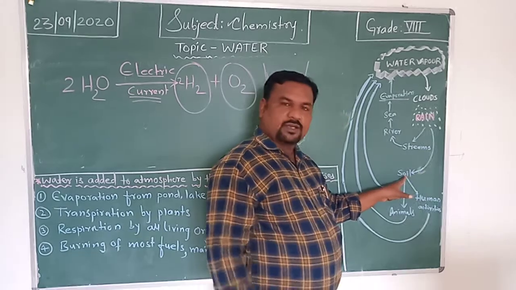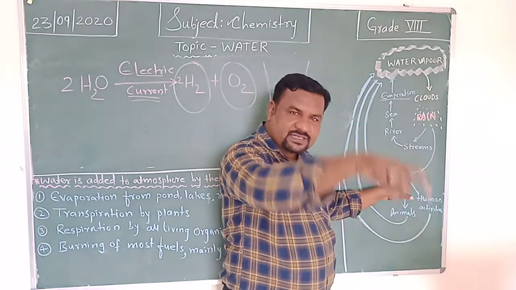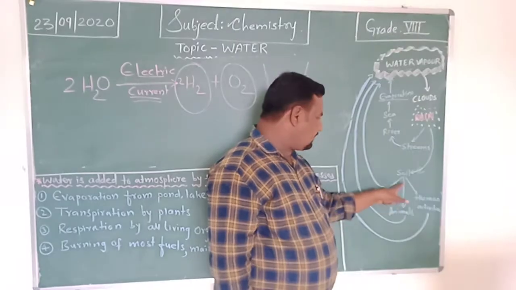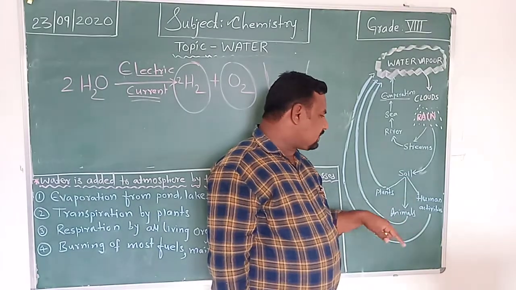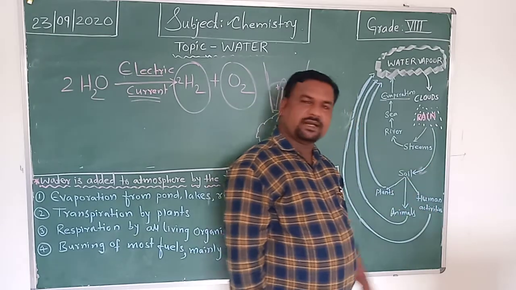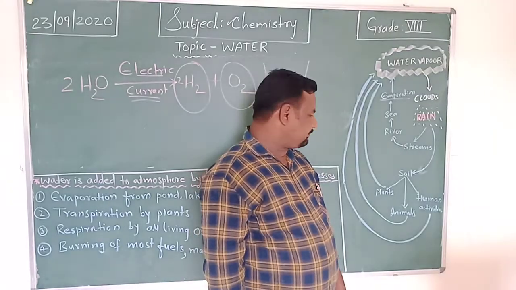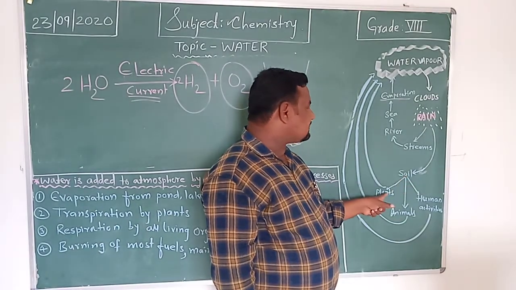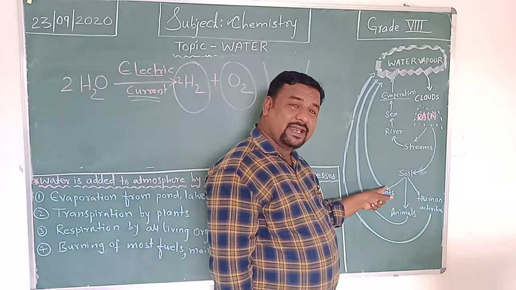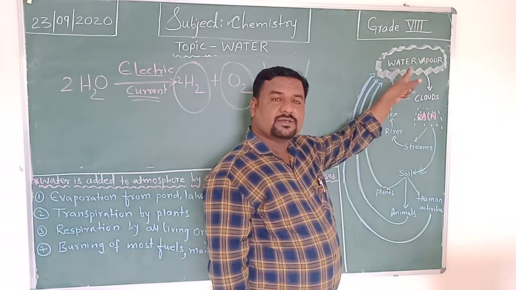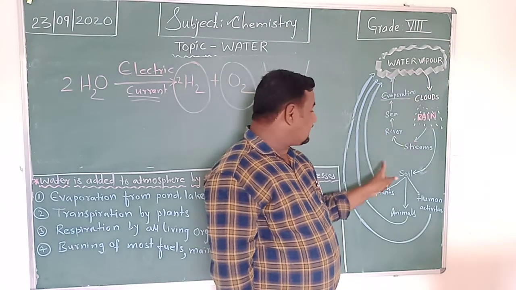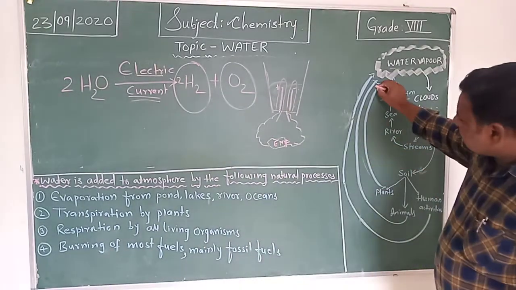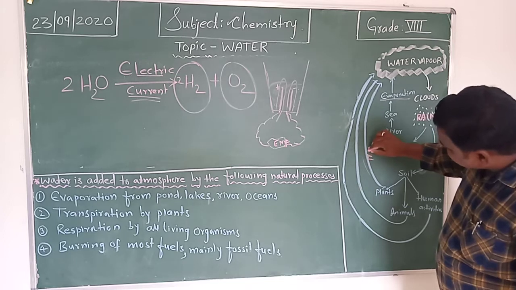Again, the rainwater which is added seeps down into the soil. From the soil, plants will take the water. From the soil, animals will use the water. From the soil, water is used for human activities in that way. So the water which is taken by plants is again released back to the atmosphere by which process? Transpiration. Water from the plant is given back by transpiration.